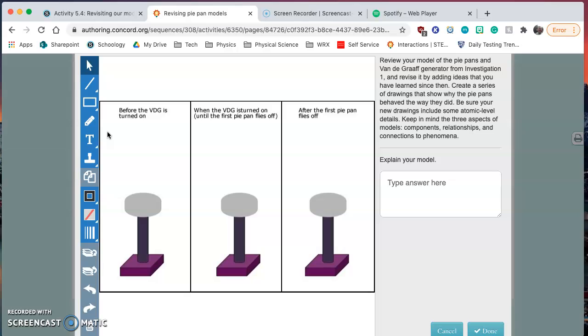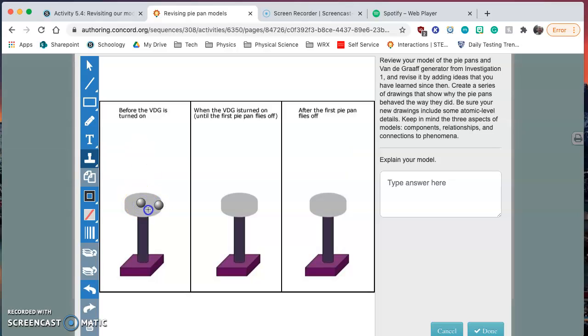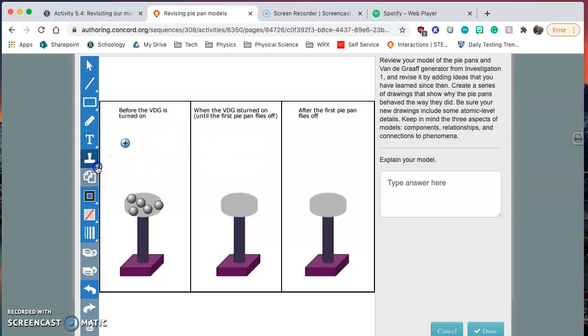Remember that we want to show our charges. So if you think something is neutrally charged, like I think most of us would agree that, before anything is turned on, it's neutrally charged. So pick something that you're going to use for neutral charges. Pick something that you're going to use for positive charges. Pick something that you're going to use for negative charges.